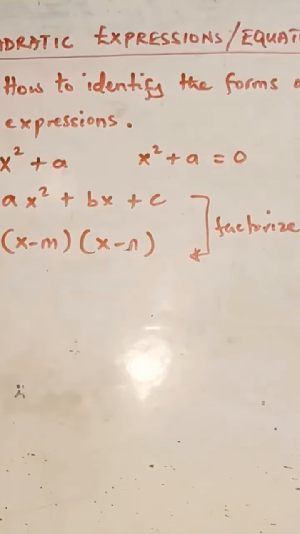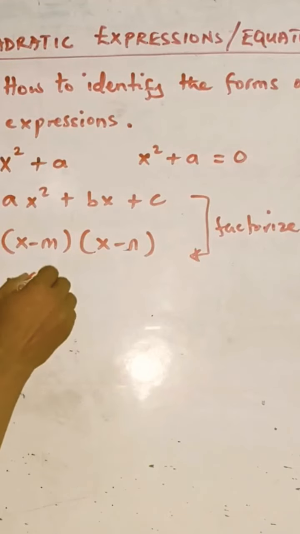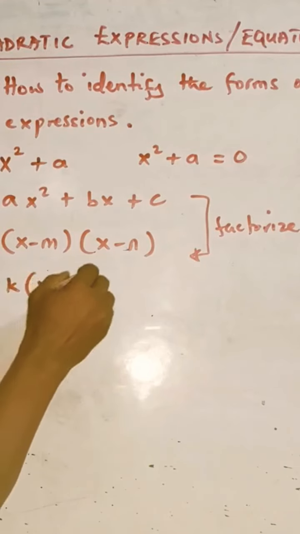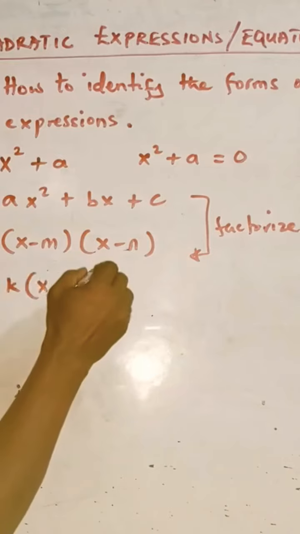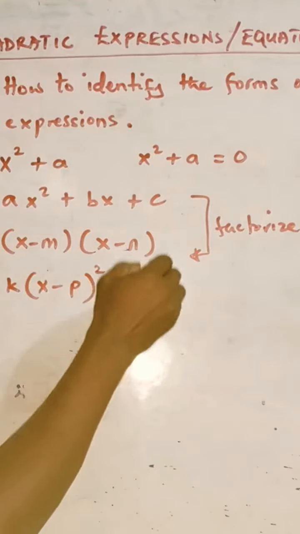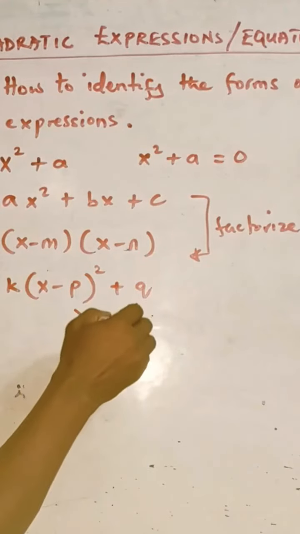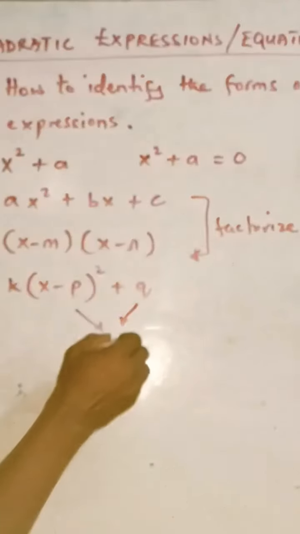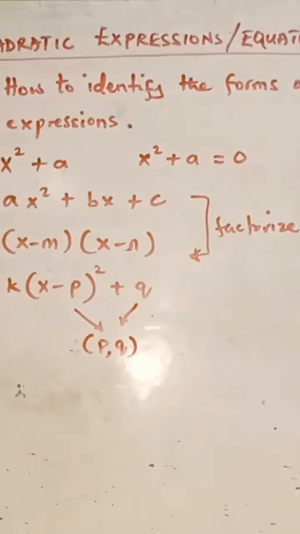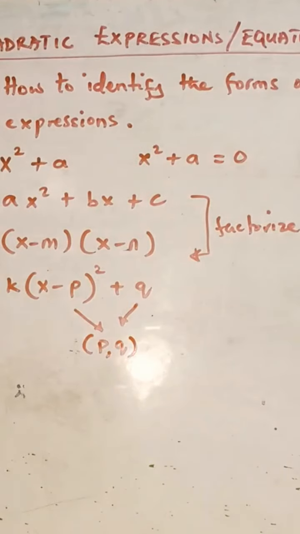We also have another form that we call the vertex form. You see, the vertex form is in this form, k times x minus p, squared, plus q. You see this p and q, we call them the coordinates of the vertex. What exactly do they stand for there?